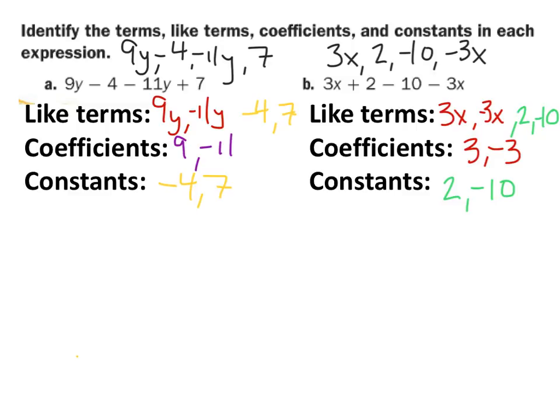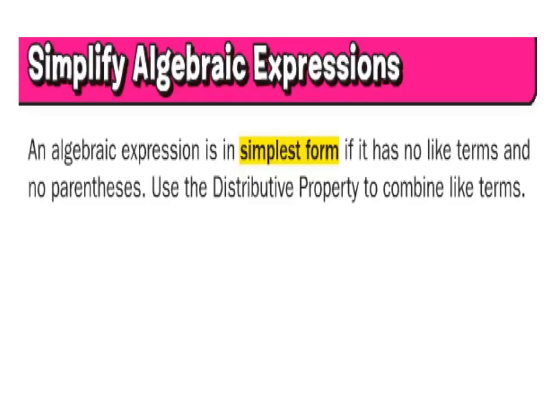Once again, the terms are separated by the additions and subtractions, though they keep the operations. The like terms have x's, and the constants are like terms as well, so they're paired in different colors. The coefficients are the numbers being multiplied by the letters, 3 and -3, and the constants are not being multiplied by any letters. Alright, if we want to write an expression in simplest form, we simply need to combine the like terms. In some cases, yes, you may use the distributive property.